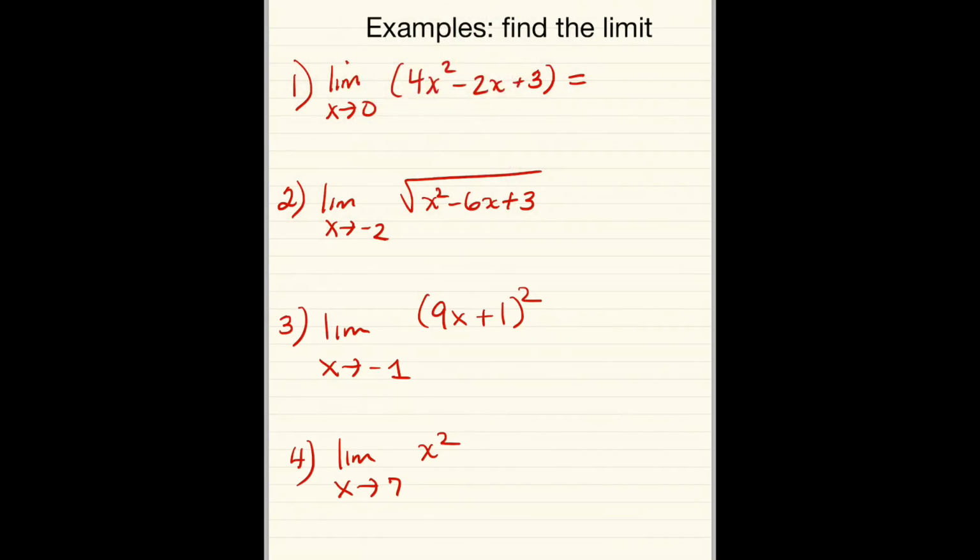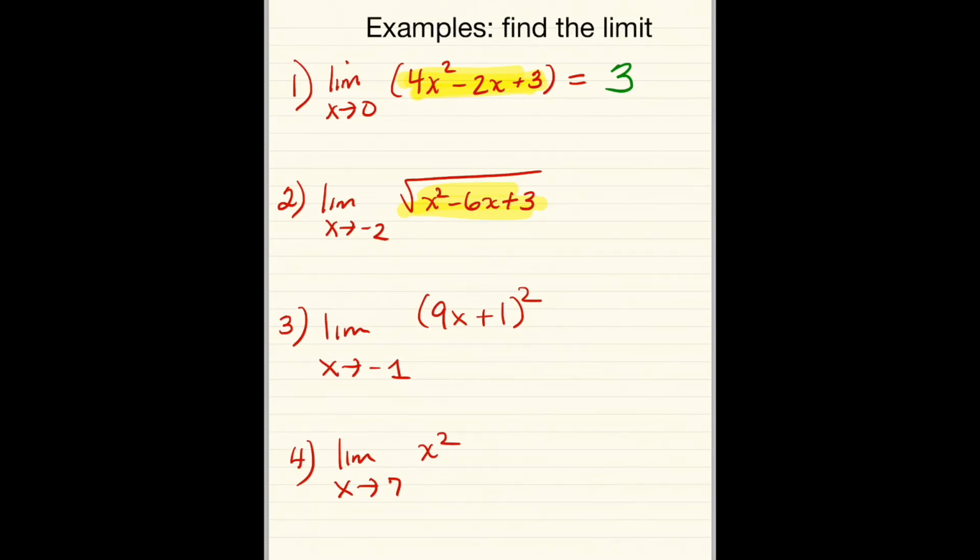The first one is just a parabola. Parabolas are continuous. The limit as x approaches 0, let's just plug in 0, okay? 4 times 0 squared minus 2 times 0, that's all. 0 plus 3 is 3. Once again, you can pause the video if you would like and try the problems, okay? Negative 2 squared is 4. We're on the next problem here.